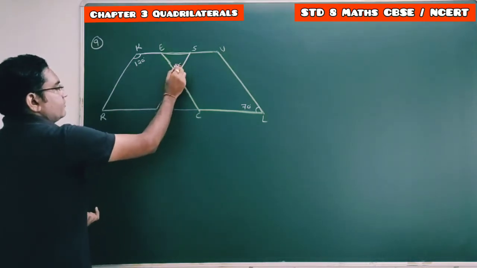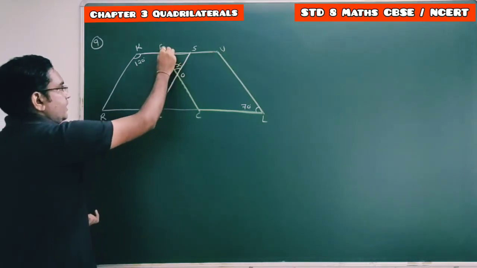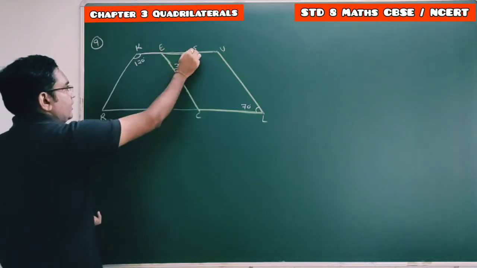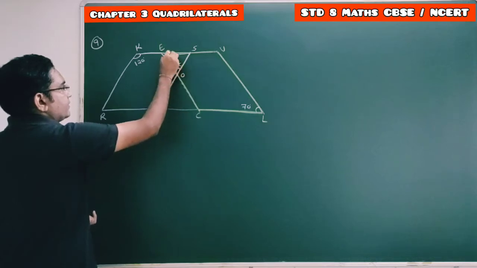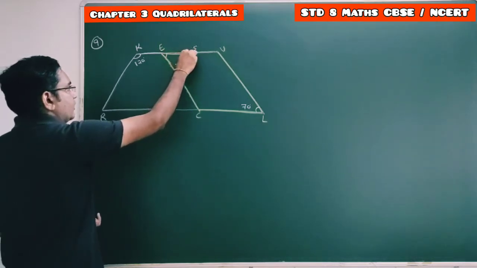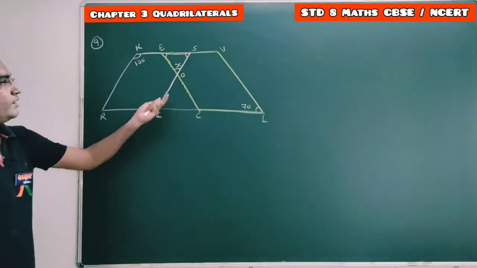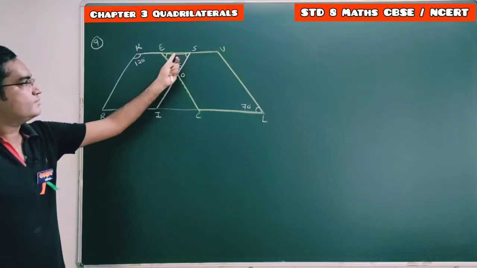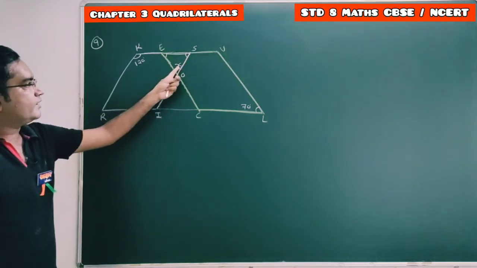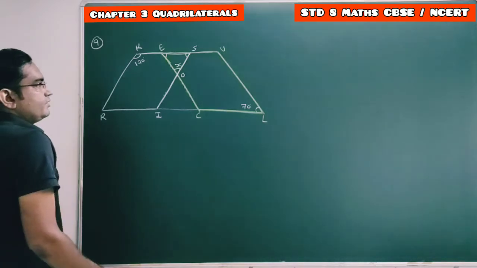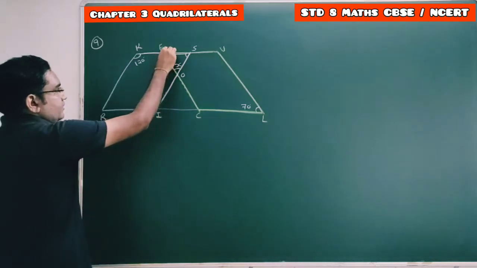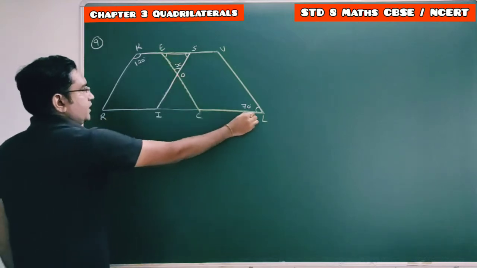So x is the measure of an angle in triangle EOS. So in this triangle, the measure of one angle x is there. You have to find the remaining two angles. So the question is how to find these two angles. If these two angles are there, then by using the angle sum property we can find the value of this x. Clear students?